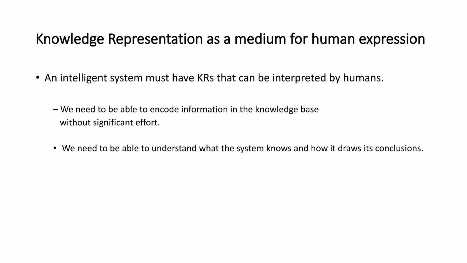So first of all, what is knowledge representation? Knowledge representation is a medium for human expression. An intelligent system must have knowledge representation that can be interpreted by humans. We need to be able to encode the information in the knowledge base without significant effort. And we need to be able to understand what the system knows and how it draws its conclusions. So these are the benefits of knowledge representation.